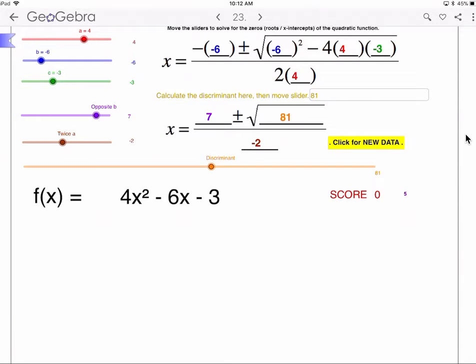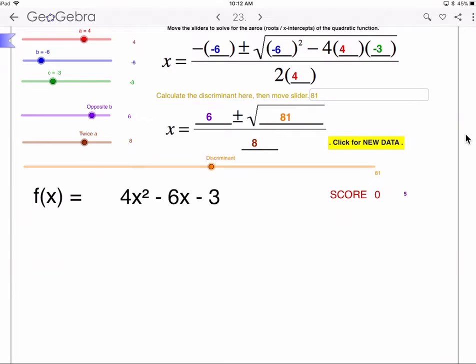Alright, now as soon as I have those three correct, and now the upper quadratic formula representation is correct, I get another quadratic formula that's not correct yet, and I have three things to correct in there. I have to move the slider to the opposite of b. Well, b was -6, so the opposite of that would be +6. Twice a would be 2 times 4, which is 8, so I have to move the twice a slider to 8.